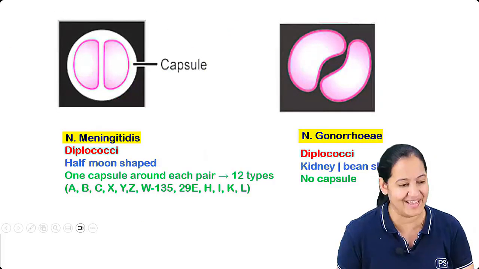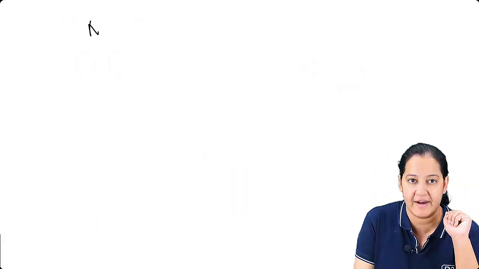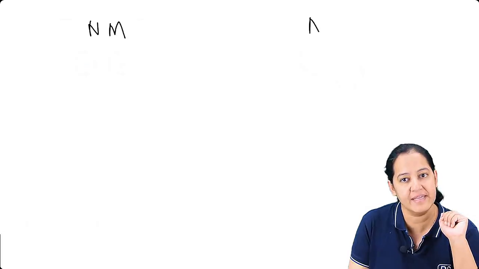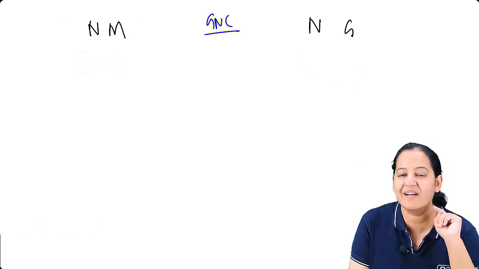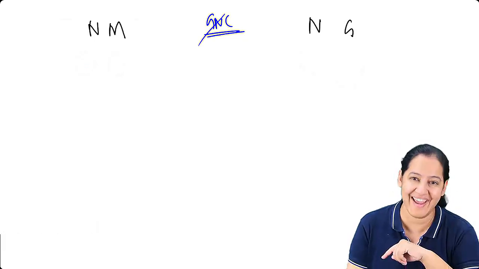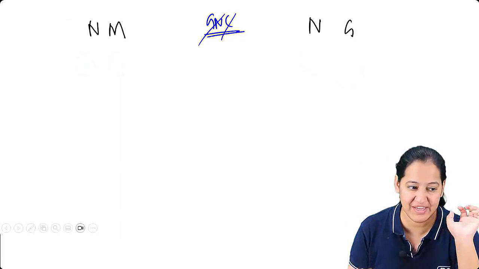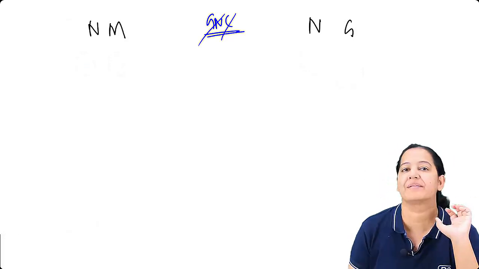There are two types of Neisseria, Neisseria meningitidis and Neisseria gonorrhoeae. Both of them are gram-negative cocci. What is the color and what's the shape? I'm saying gram-negative, so they must be red in color. And they are cocci, so they must be spheres, like pneumococci I told you about. They are also in pairs.